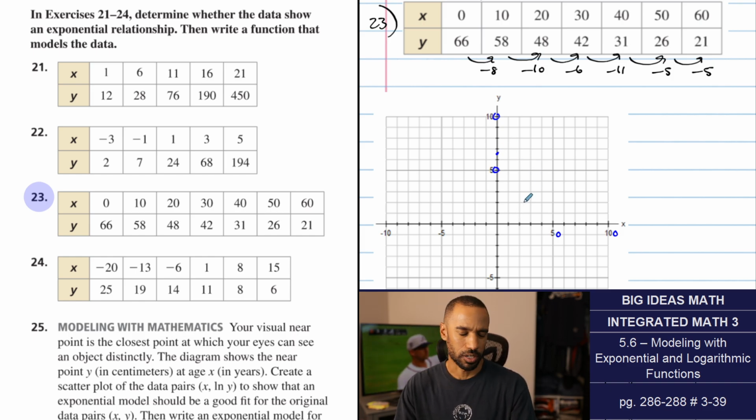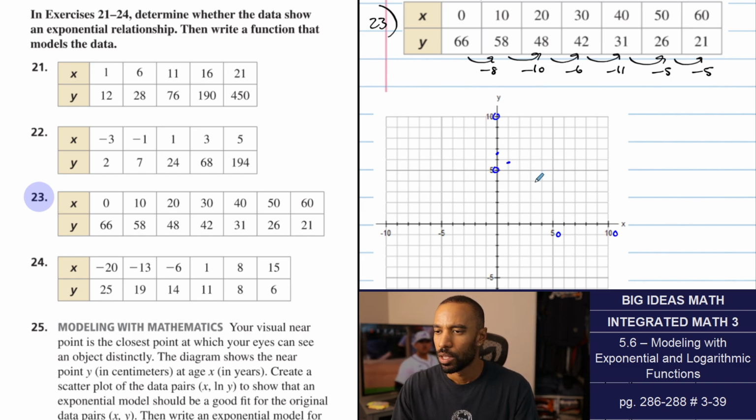Let's see if this looks linear to us. 10, 58. 20, 48. 30, 42. You might go, oh yeah, oh look, exponential. 40, 31. Oh, wait. So you see that? That's more of a linear basis there. 50, 26. And 60, 21.